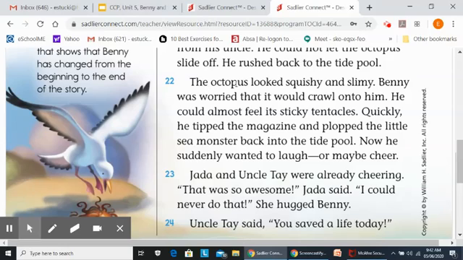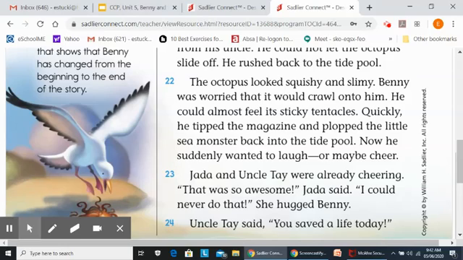The octopus looked squishy and slimy. It still looks slimy. But Benny is not worried at all. He thinks what could happen, but it still keeps him going. He could almost feel the sticky tentacles. While this happens, he is carrying the little octopus on the magazine that Uncle Tay gave him. They scooped it up, remember? Now he's carrying it and he's looking at it, and this is what he's thinking.